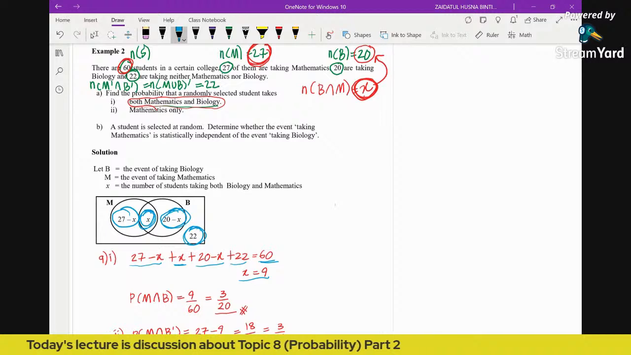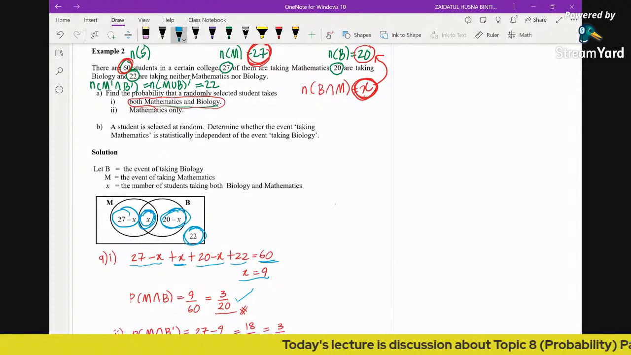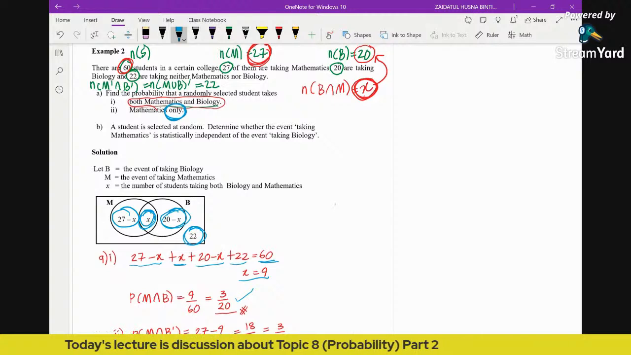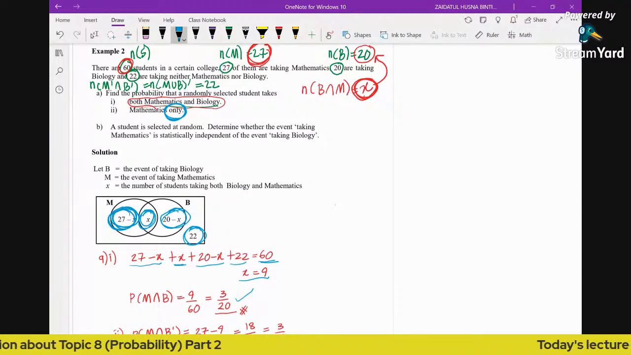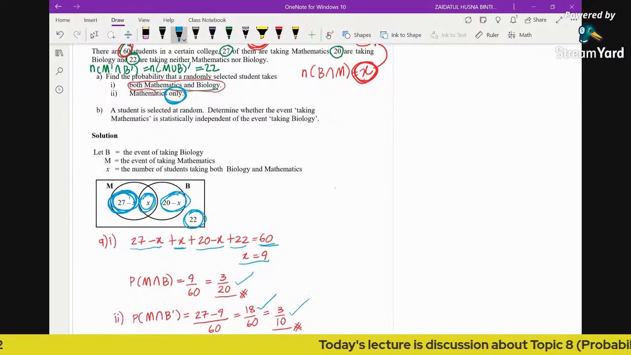Okay, so find the probability. So probability means it's 9 over 60, so it's 3 over 20. Okay, now find the probability that a randomly selected student takes mathematics only. So mathematics only means without the bio. Mathematics only means this, 27 minus X. So 27 minus 9 will give you 18. 18 over 60 is 3 over 10.